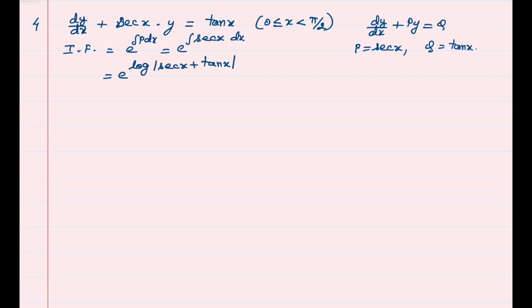We can cancel e and log functions. The answer becomes secant x plus tan x. You need not write the absolute value sign because we have removed the logarithmic function. And no need to write plus c in the integrating factor. We will write 1c at the end in the solution.